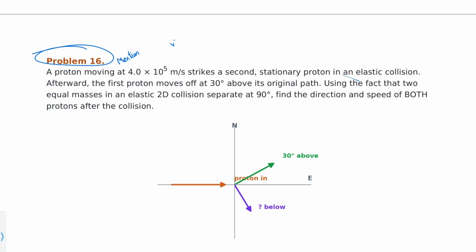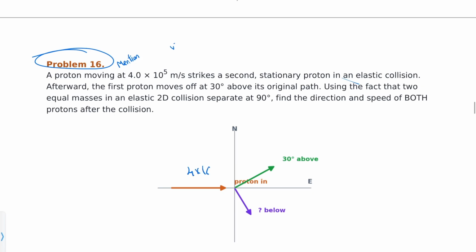So here, this is a very similar question, okay? I don't want to go over two similar questions, because you can practice that by yourself, right? I want to leave some questions so you can practice by yourself. I just want to go over the hardest in each section, so we have a good conceptual grasp as well as good rigor. Okay? Here, a proton moving at 4 times 10 to the 5 strikes a second proton in an elastic collision.